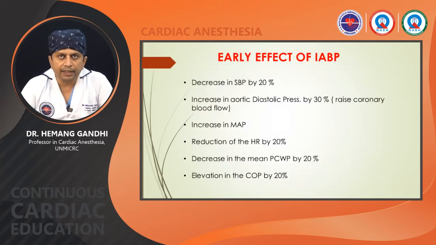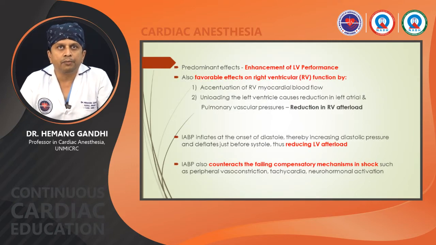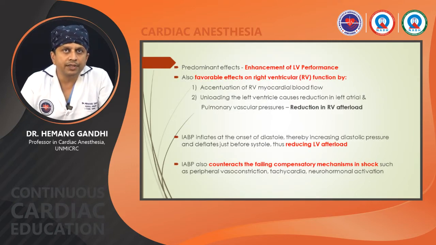After starting the IABP, the early effects are that it reduces the systolic blood pressure by 20%. It increases the aortic diastolic pressure by 30%, raising the coronary blood flow. It increases the mean arterial pressure. It reduces the heart rate by 20%. It decreases the mean pulmonary capillary wedge pressure by 20%, with elevation in the cardiac output by 20%. So the predominant effect of the IABP is enhancement of left ventricular performance.